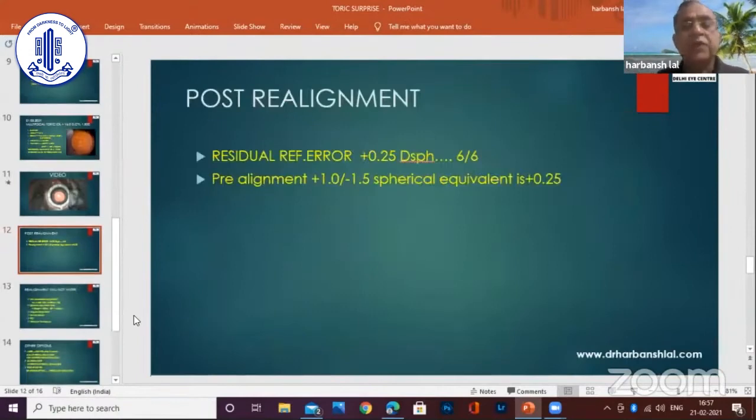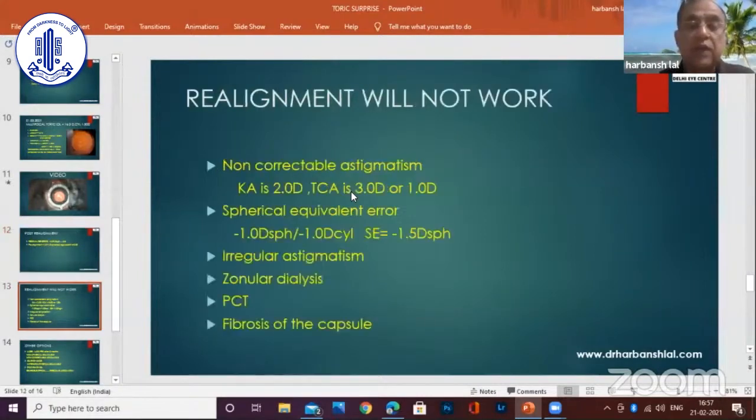So the residual refractive error in this patient was 0.25 diopter spherical and 6.6. There was no astigmatism. Pre-alignment was +1 with the minus 1.5, and the spherical equivalent was 0.25. Minus 1.5 cylinder is equivalent to minus 0.75. This is very important to understand, the spherical equivalent, because realignment will not work for non-correctable astigmatism if this refractive error is more. That means if the patient has 2 diopters of corneal astigmatism, and you have put on a lens which corrects 3 diopters or 1 diopter, it is not going to work.